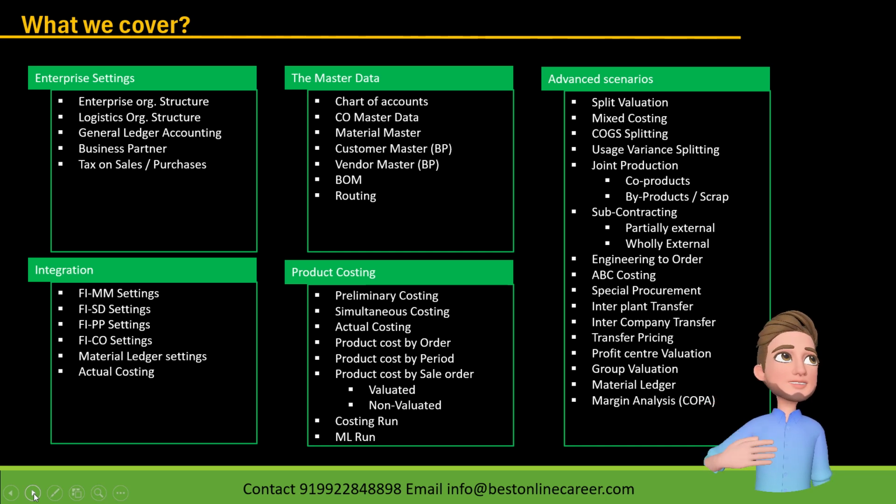Similarly, if you have different processes to produce the same product, which process will give you the best efficiency and the best margin, how you deal with cost splitting, production variance splitting, usage variances, and how to deal with joint production, subcontracting, engineering to order, ABC costing, interplant transfer, intercompany transfer, a very complex subject. We also talk about transfer pricing, not in today's session. This is the entire course curriculum. Then we talk about profit center valuation, group valuation, material ledger, margin analysis, etc. And each of them will be covered in detail.